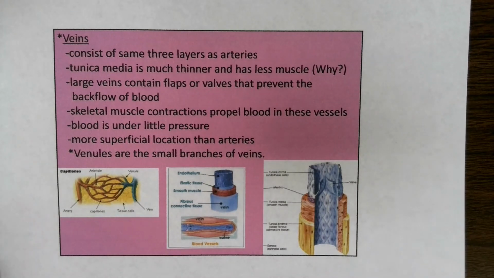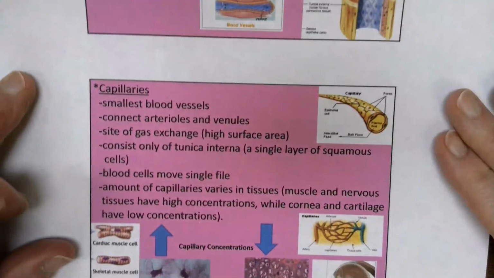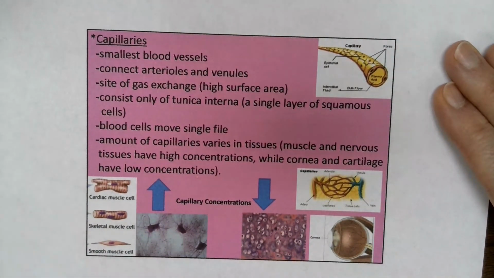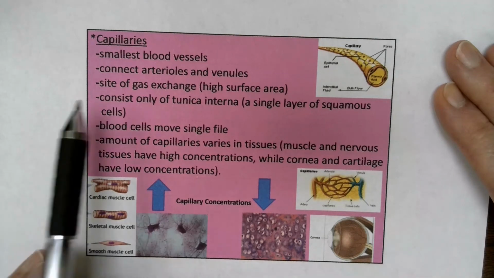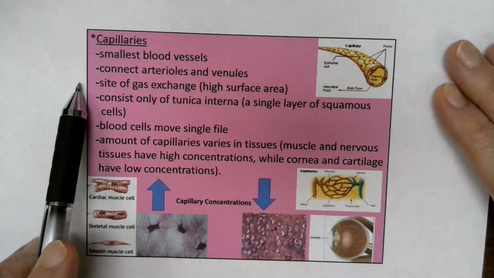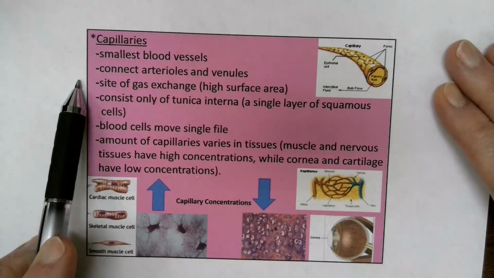So then with capillaries, okay, these are your smallest blood vessels. The capillary bed has a really high surface area to volume ratio. In general, they're going to connect arterioles and venules. And so this is where gas exchange is going to take place. So in our lungs, oxygen is going to load into the bloodstream in a capillary bed, and carbon dioxide is going to unload. And we'll talk about that in the respiratory system.